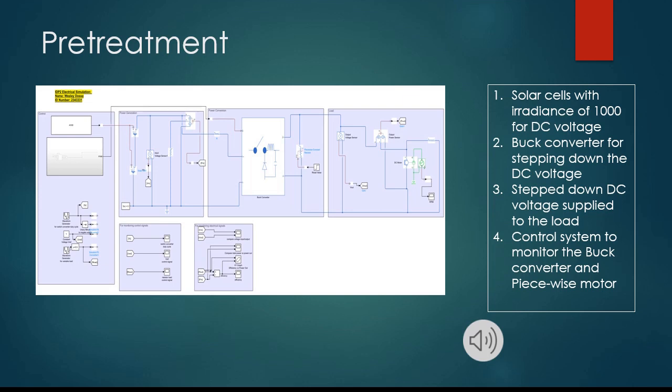Now that I've stepped down the output voltage, for the load, I decided to make a simple DC motor and then measure the RPM that is generated. Once all this was connected, I now moved on to my control systems.